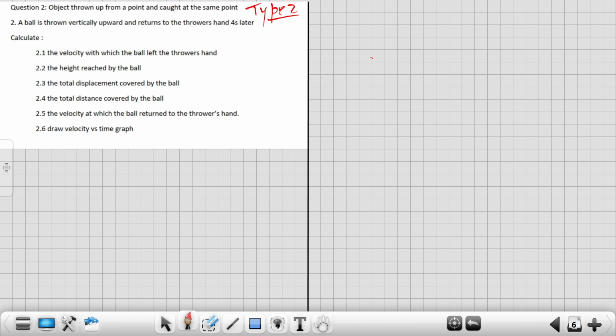So the first one was, let's draw a sketch, and then from the sketch we label the most important parts. So I am going to try and read the question and do that. Reading the question, it says a ball is thrown vertically upward and returns to the thrower's hand 4 seconds later. So I have an object that was thrown and then came back to the thrower's hand. Now T total here is 4 seconds.